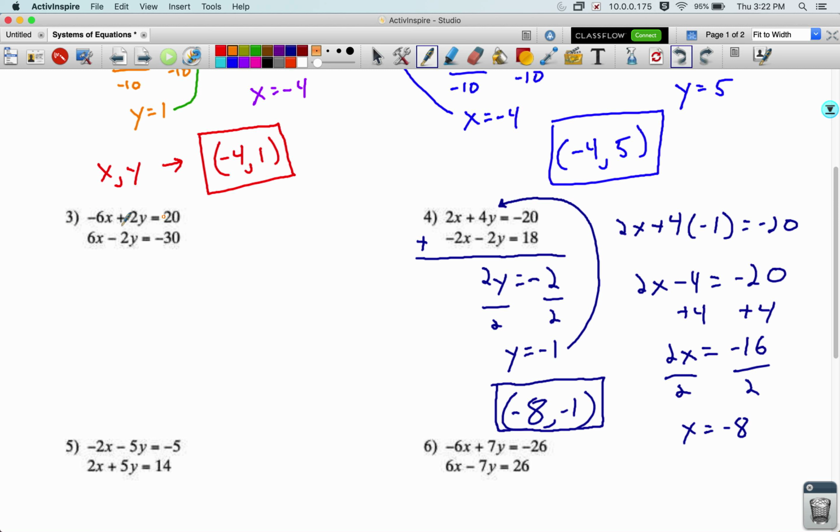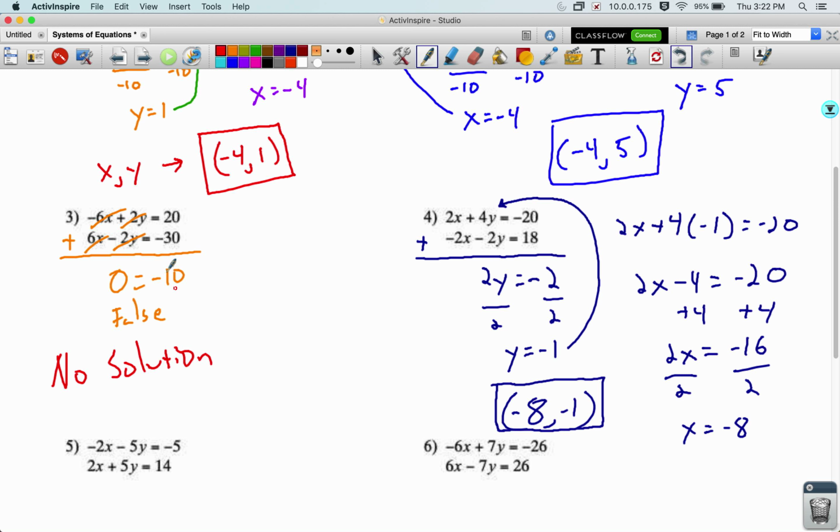So I've got a zero pair, but I've actually got two zero pairs. So let's see what happens when I add them together. These cancel out and these cancel out. I have to write something on this side, so I write a 0 equals 20 plus negative 30 is a negative 10. This is a false statement. And whenever we reach a false statement by legal algebraic moves, it must mean that the original system has no solution.